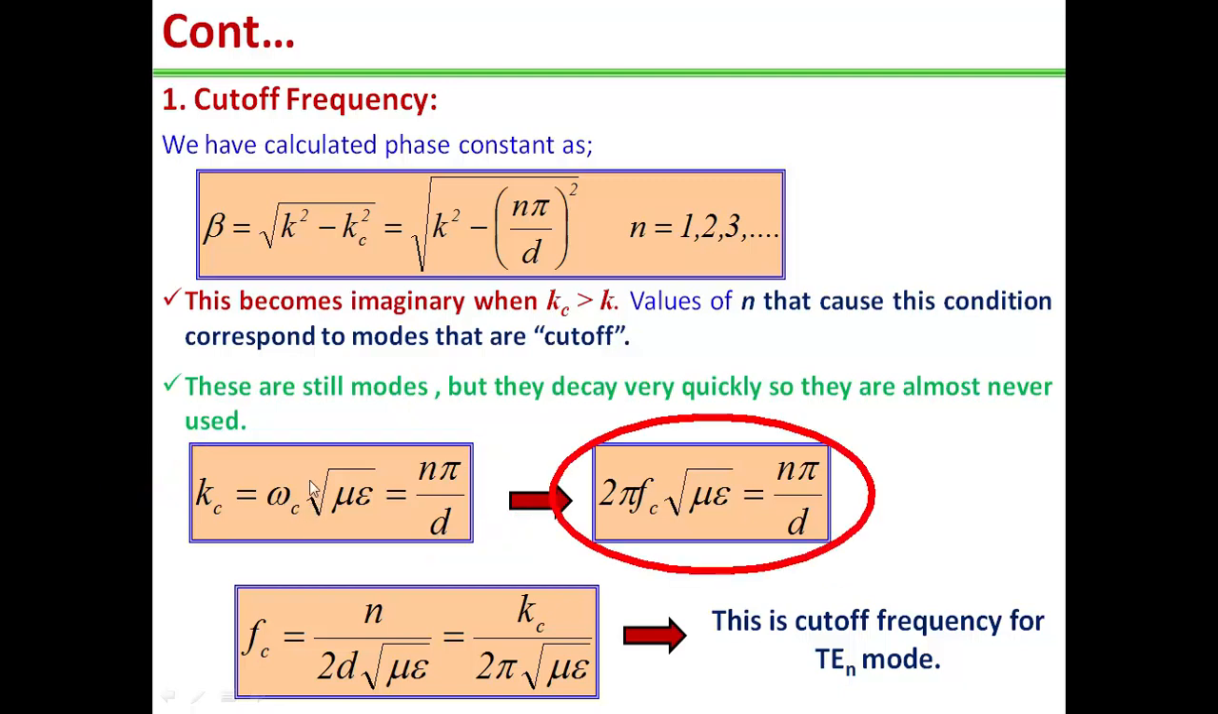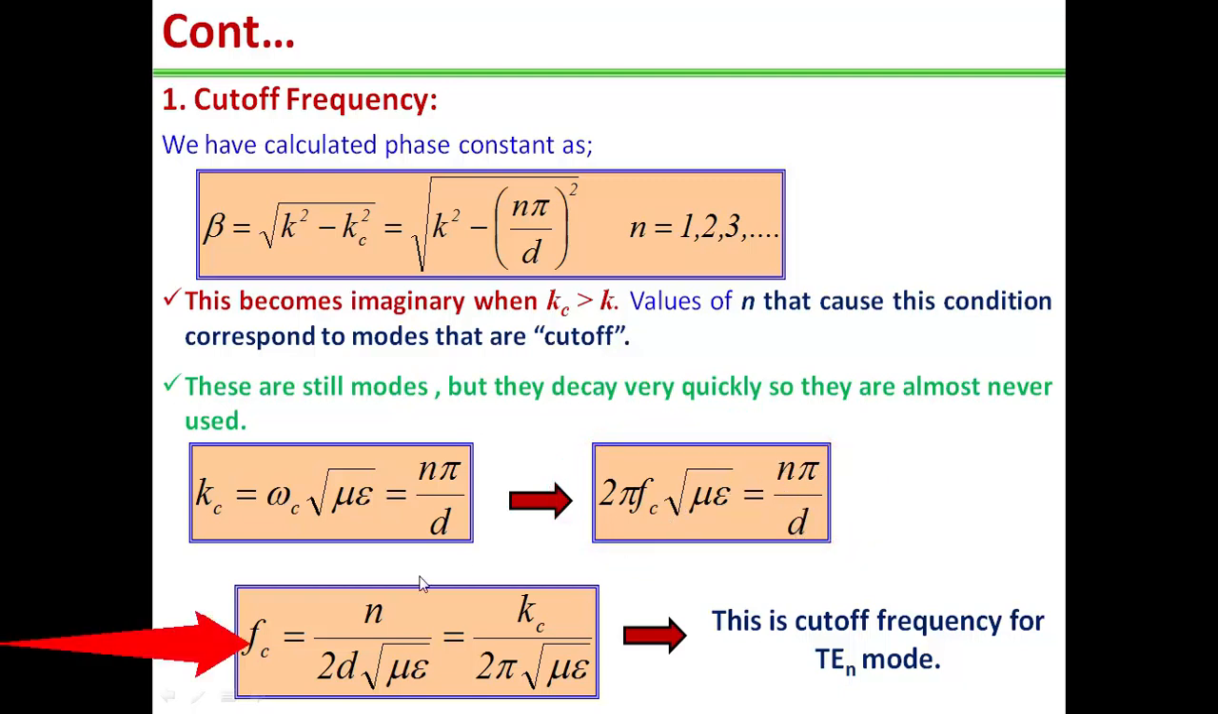And after putting the value of omega c in terms of frequency, we can write 2 pi fc square root of mu epsilon is equal to n pi by d, and after solving this, we will have fc equal to n divided by 2d square root of mu epsilon. And again, we can write fc is equal to kc divided by 2 pi square root of mu epsilon.